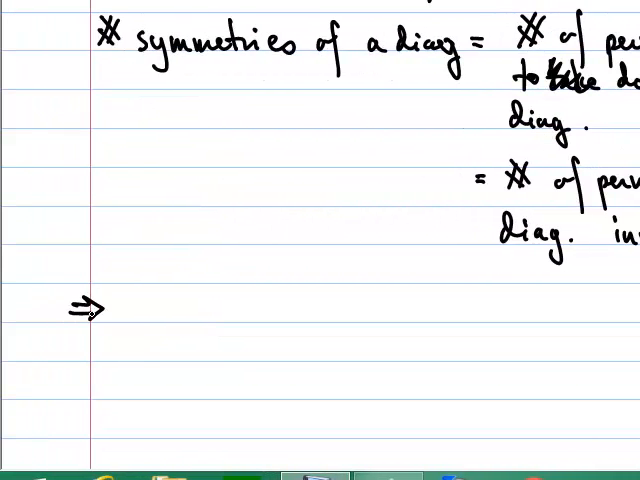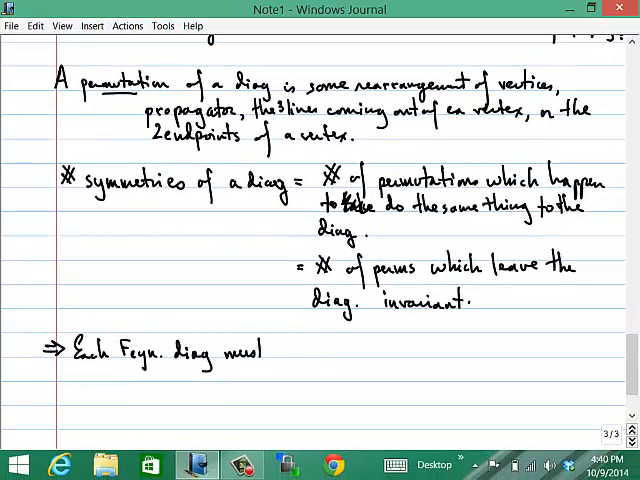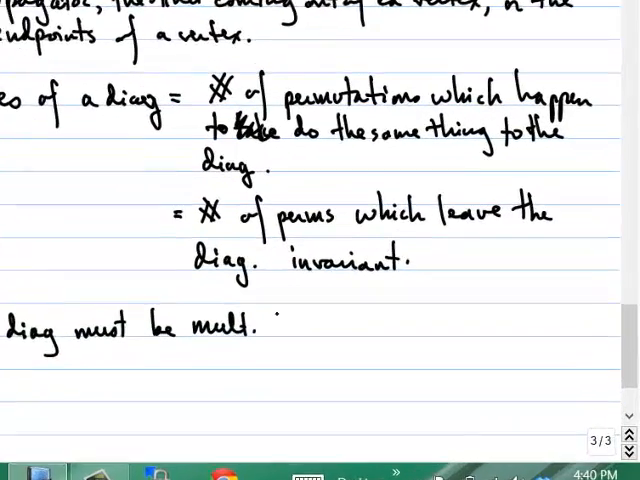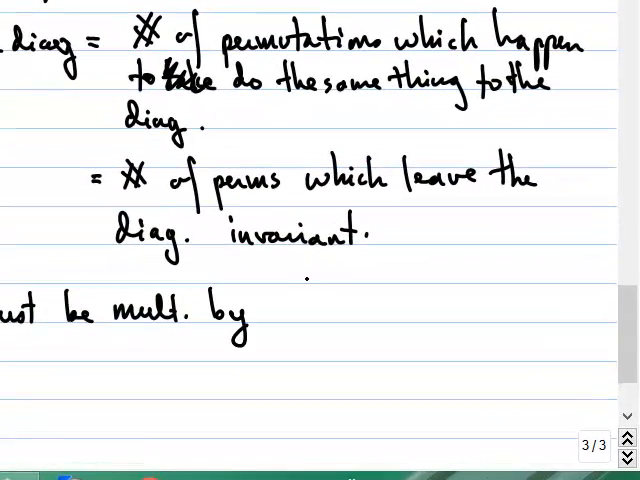So that means, because of this overcounting, that each Feynman diagram must be multiplied by 1 over the number of symmetries. So for a diagram D, we'll call S sub D the symmetry factor, which is the number of symmetries.